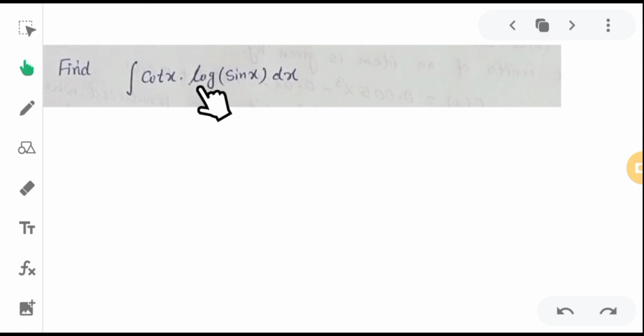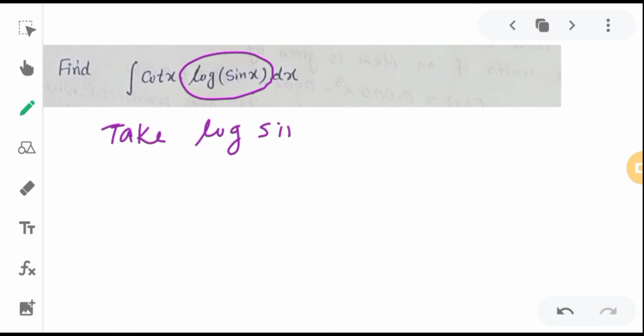One option is that you can take this as u and this as v. But in this video I will solve this using the substitution method. That will be the easiest method. This is cot x, so whatever the complicated term is, log of sin x, I will take this as t or u, correct? I will take log of sin x as t.